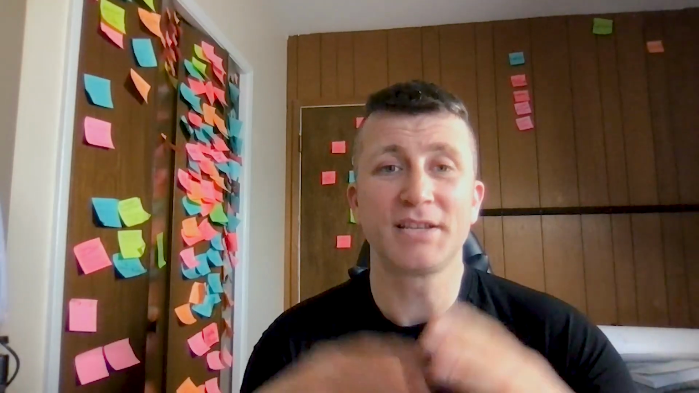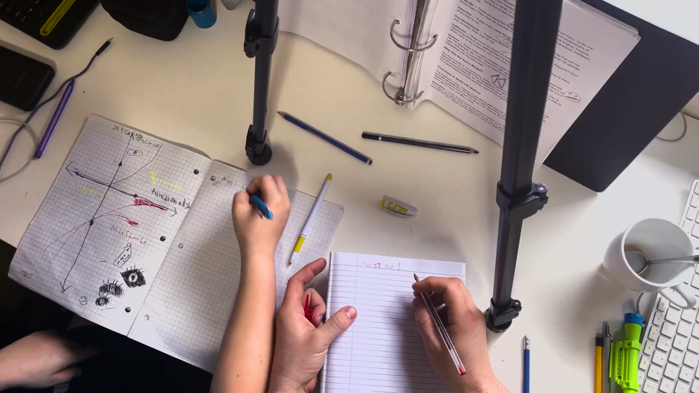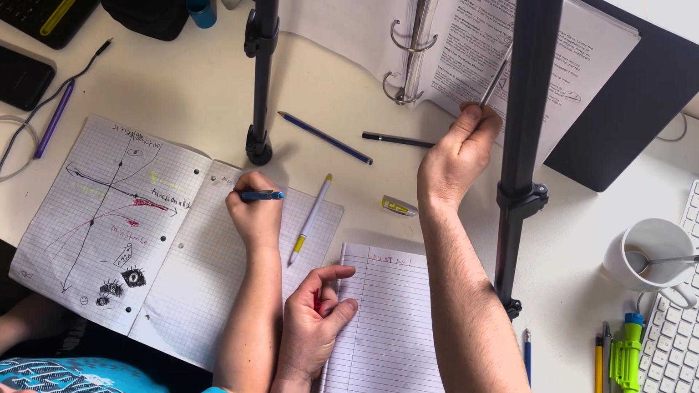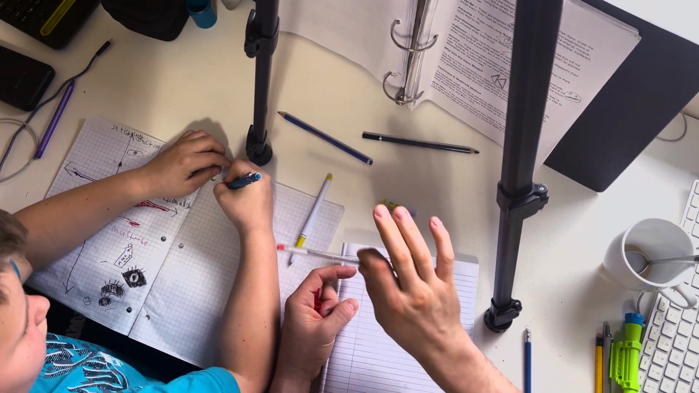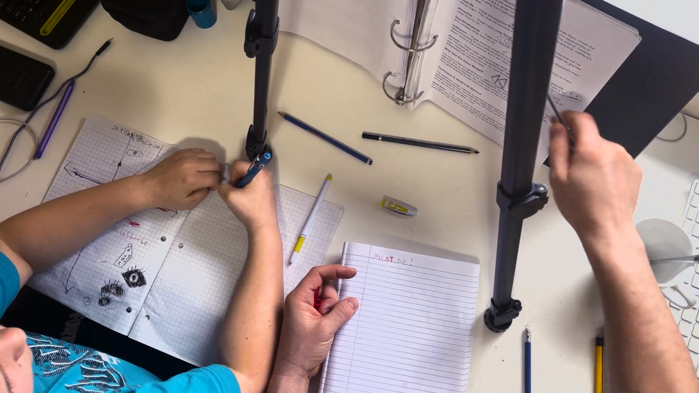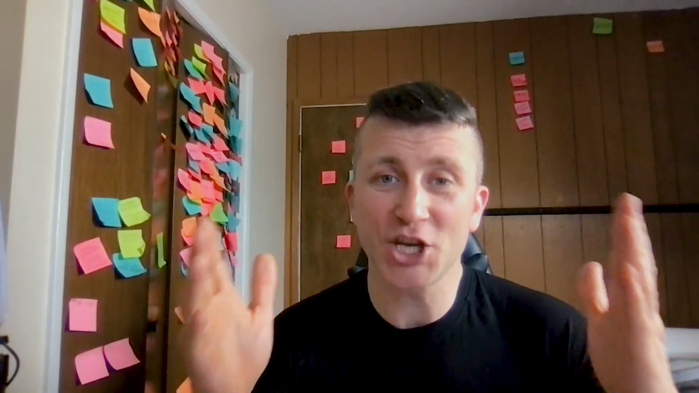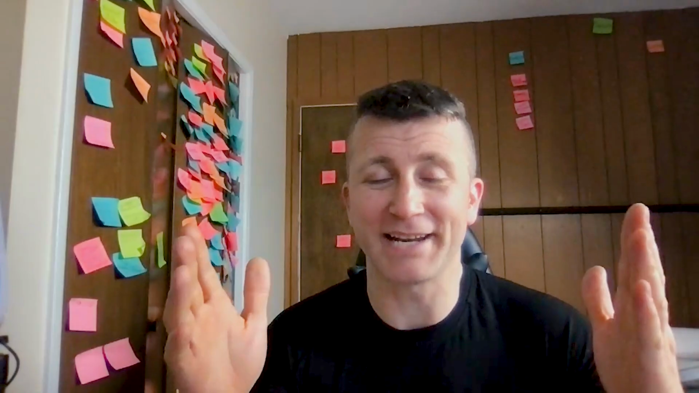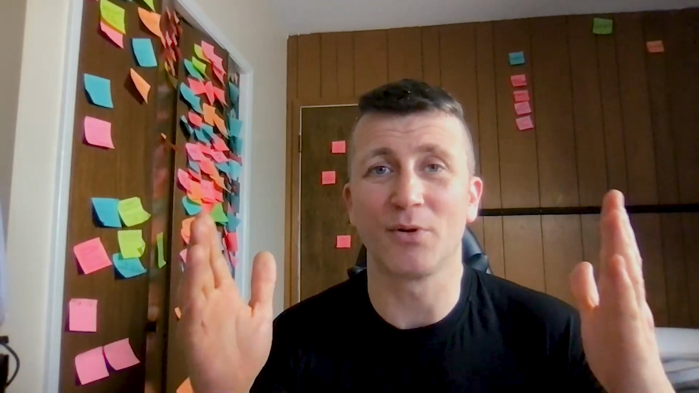Step number 4, implement or imitate. And step number 5, teach someone. Explain the topic in simple terms to someone. It could be your family member or it could be your colleague. Just teach someone. Explain it in very simple terms.